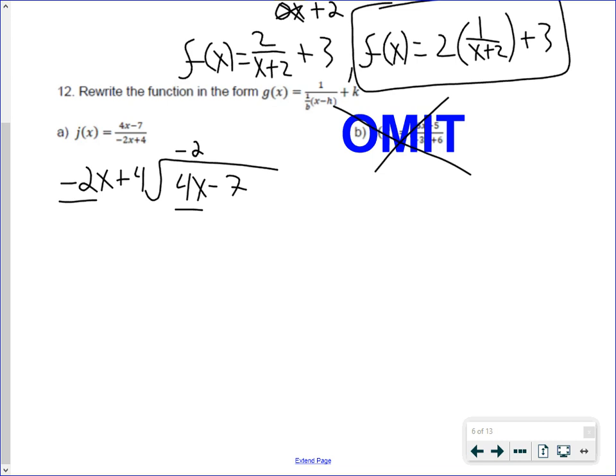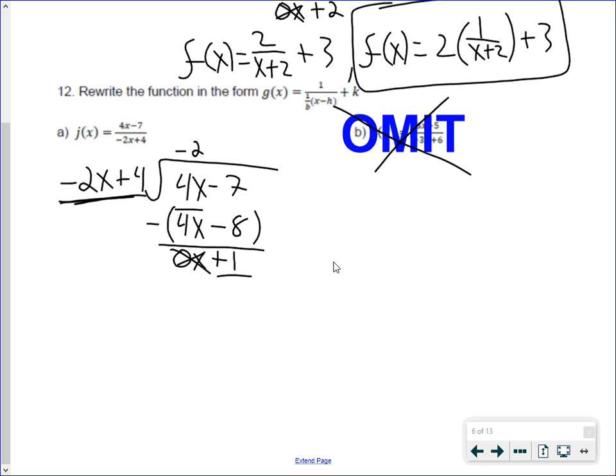So now we multiply the negative 2 with this negative 2x plus 4. Negative 2 times negative 2x plus 4 gives us a 4x minus 8. And we're going to subtract the top with the bottom. So 4x minus 4x is 0x. Negative 7 minus a negative 8 is the same thing as negative 7 plus positive 8, or just a positive 1. That 0x goes away, and negative 2x does not go into 1, so that 1 is our remainder.